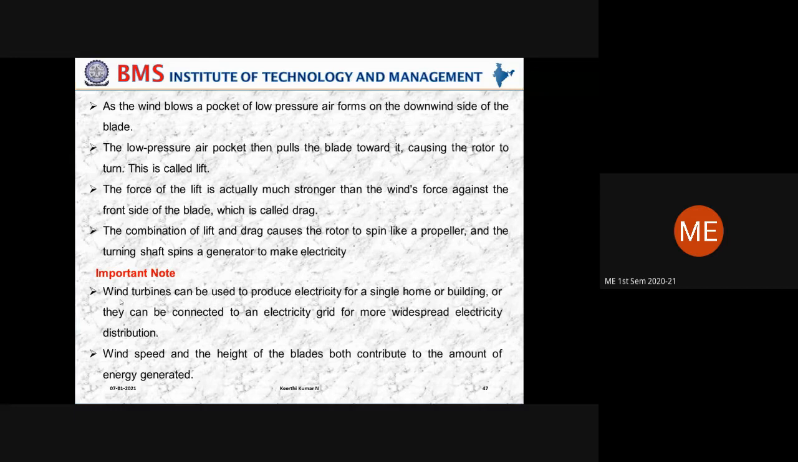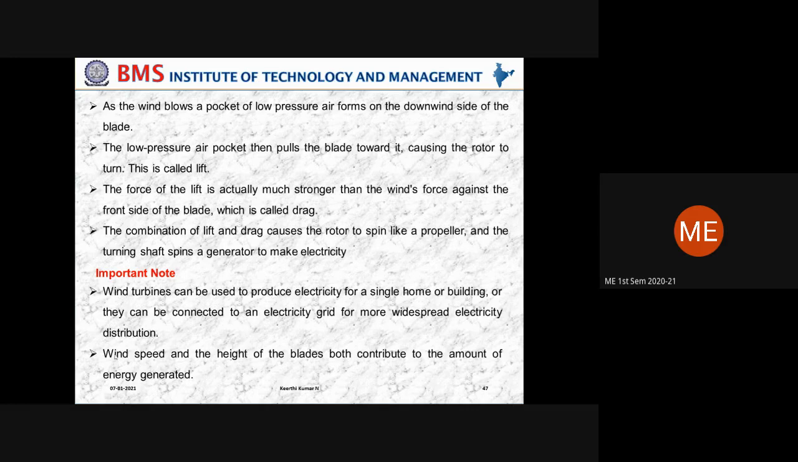The important point is that a wind turbine can be used to produce electricity for a single home or a building, or they can be connected to an electric grid for more widespread electricity distribution. I can install a windmill on top of our home, but the energy produced from that is very, very less. If I combine n number of windmills, then I can supply that power to the grid, and then a huge amount of energy will be generated. The wind speed and the height of the blades both contribute to the amount of energy generated. That is, wind speed is important, and the height of the wind turbine is also important to generate electricity.